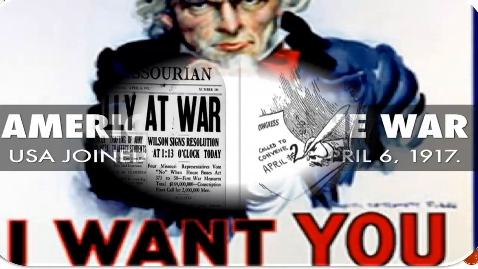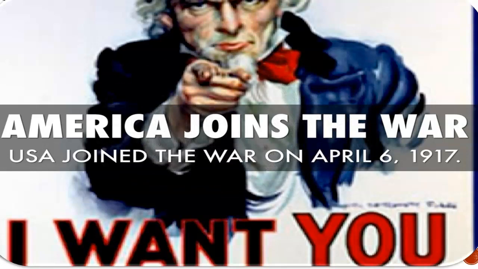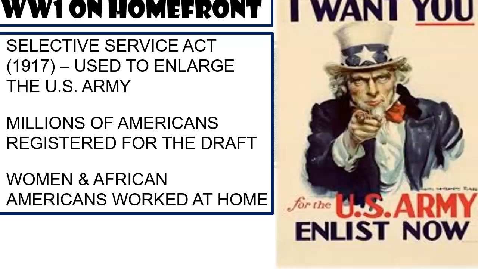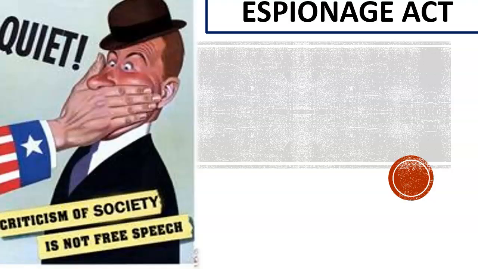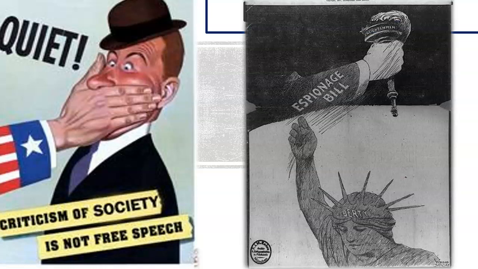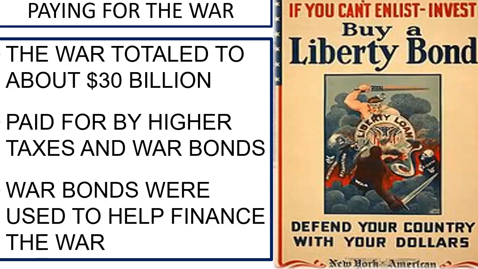The U.S. established the Selective Service Act to enlarge the military, and millions of Americans registered for the draft. The U.S. government formed the Committee of Public Information, produced wartime propaganda to encourage patriotism, and most Americans responded with waves of patriotism and increased hostility to anything German. Congress then passed the Espionage and Sabotage Act to hunt down suspected radicals. The war cost upwards of $30 billion.